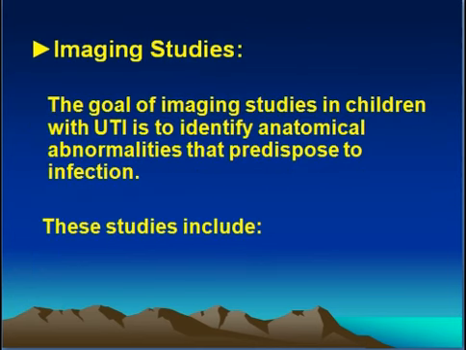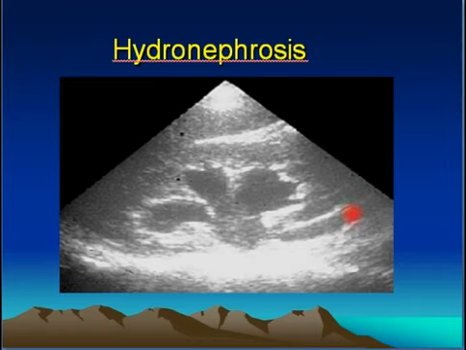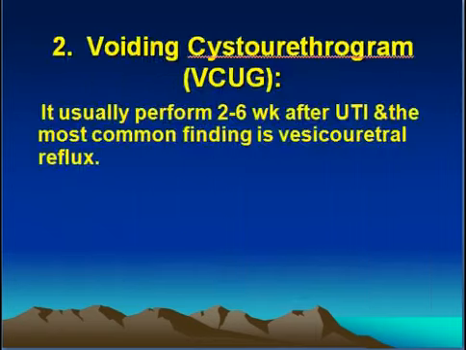Second, by imaging studies. The goal of imaging studies in children with UTI is to identify the anatomical abnormality that predisposes to infection. These studies include, first, renal ultrasonography, which can rule out hydronephrosis, renal and perirenal abscess, pyelonephritis, and renal scar. This renal ultrasonography shows hydronephrosis.